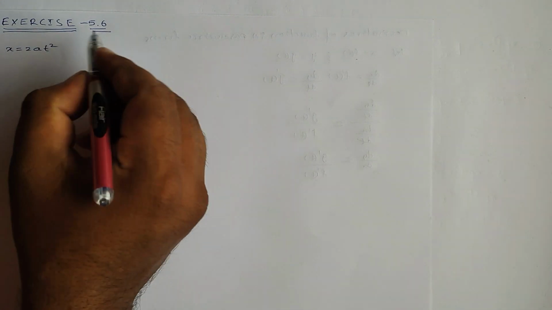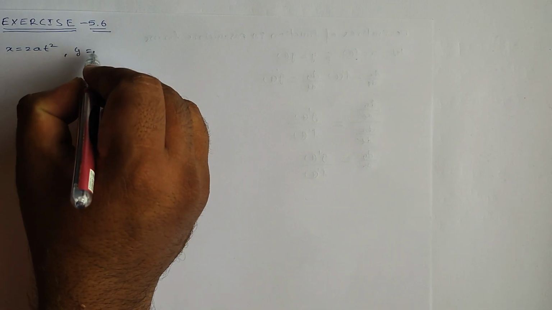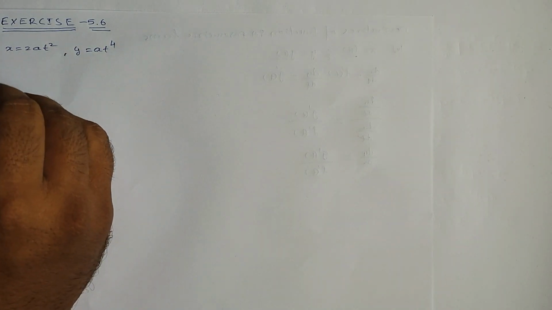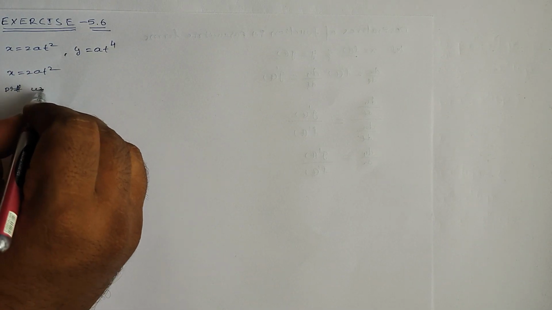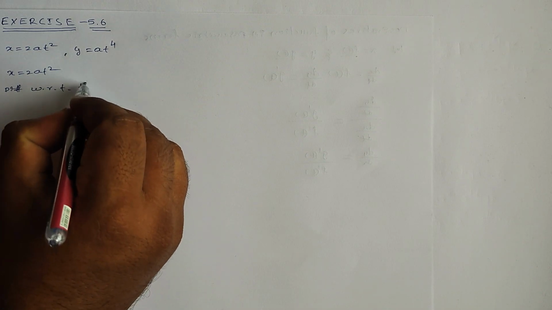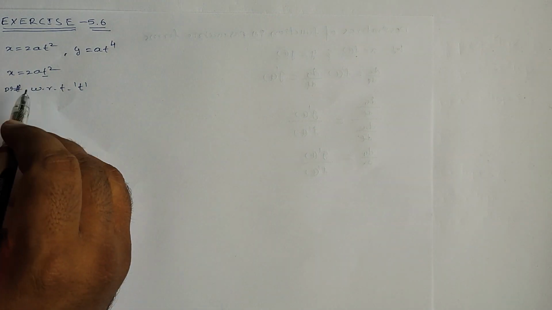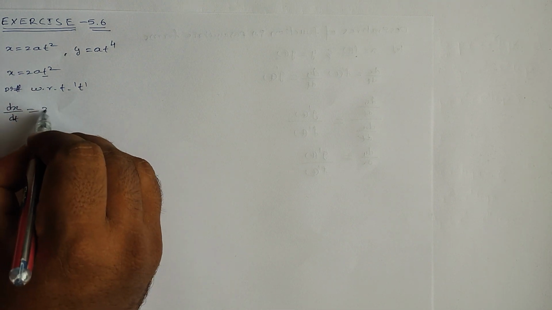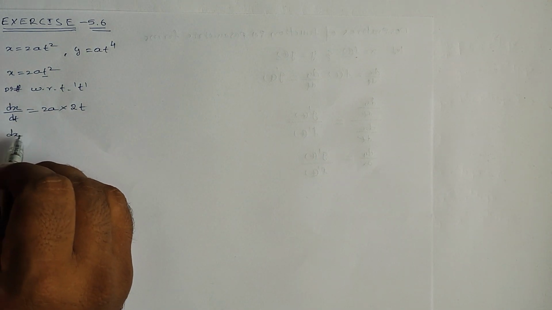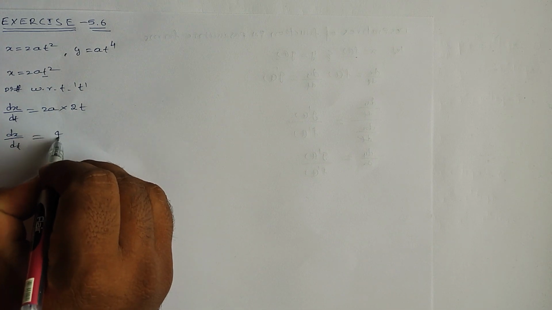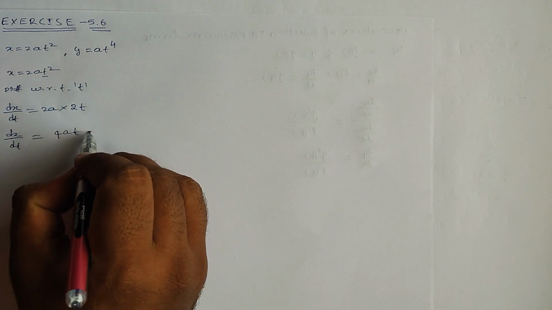Exercise 5.6 first problem. x is equal to 2at square, y equal to a into t raised to 4. Take x is equal to what? 2at square, differentiate with respect to t. Because here the variable is t, so we have to differentiate with respect to t. Okay, dx by dt equal to 2a, constant taken outside, and derivative of t square becomes 2t. That is equal to dx by dt equal to 4at. Say equation number 1.